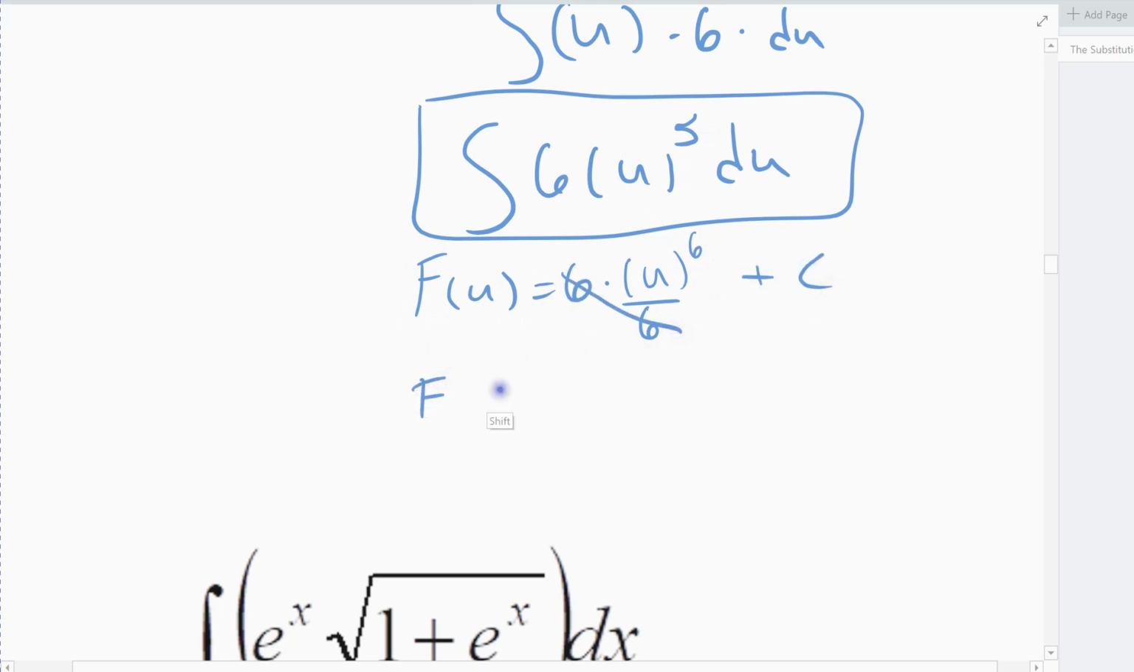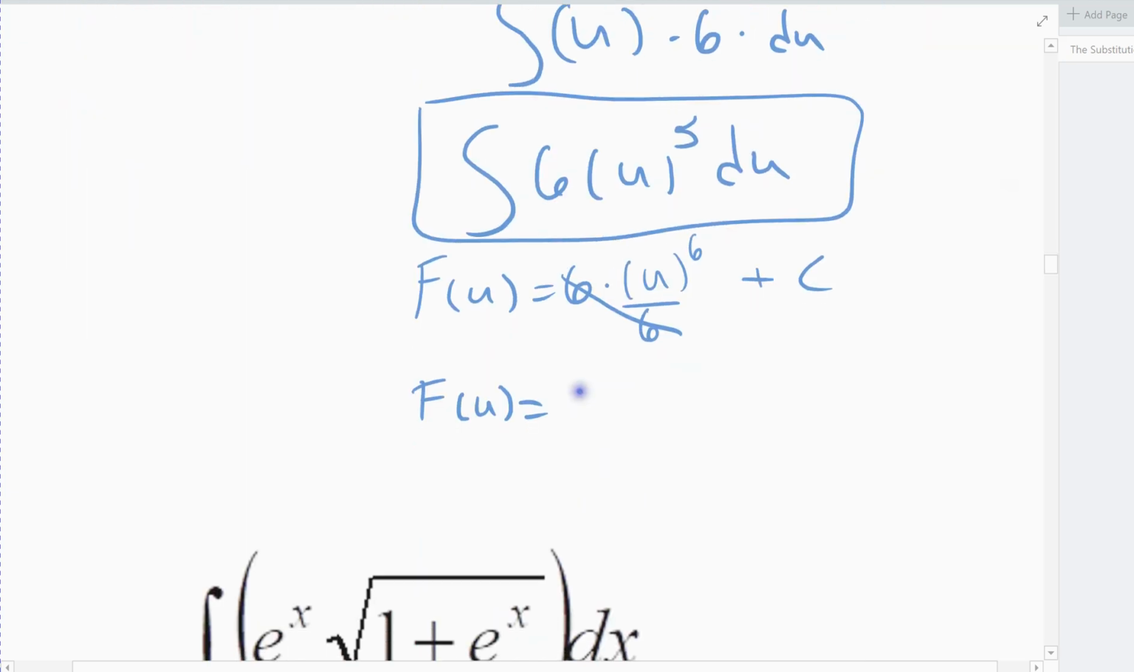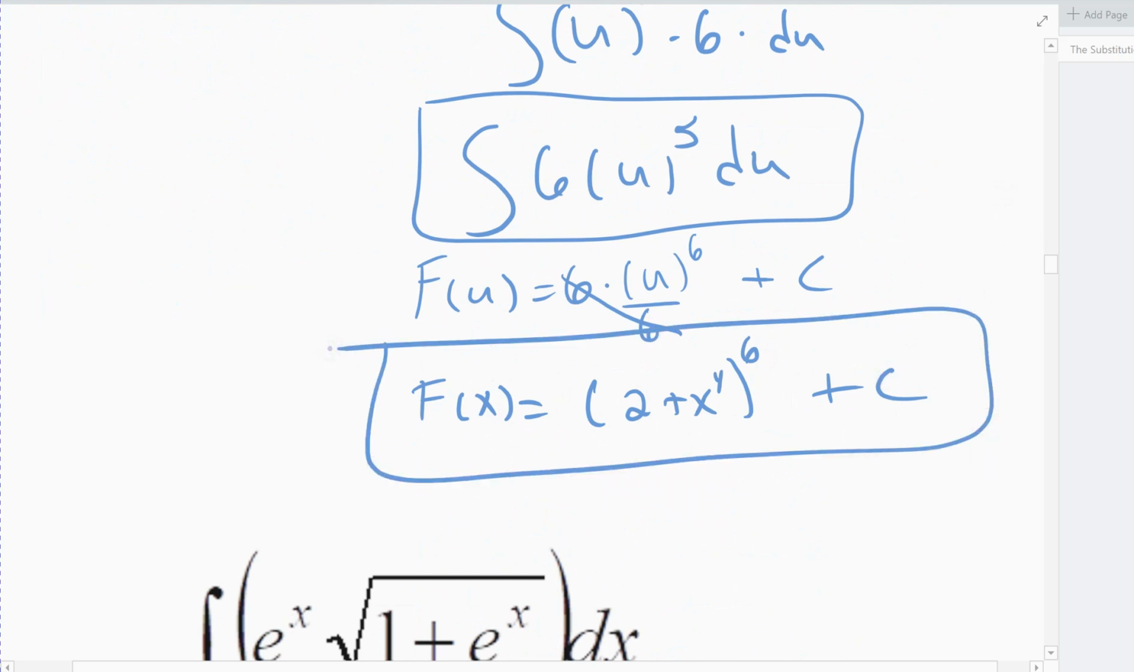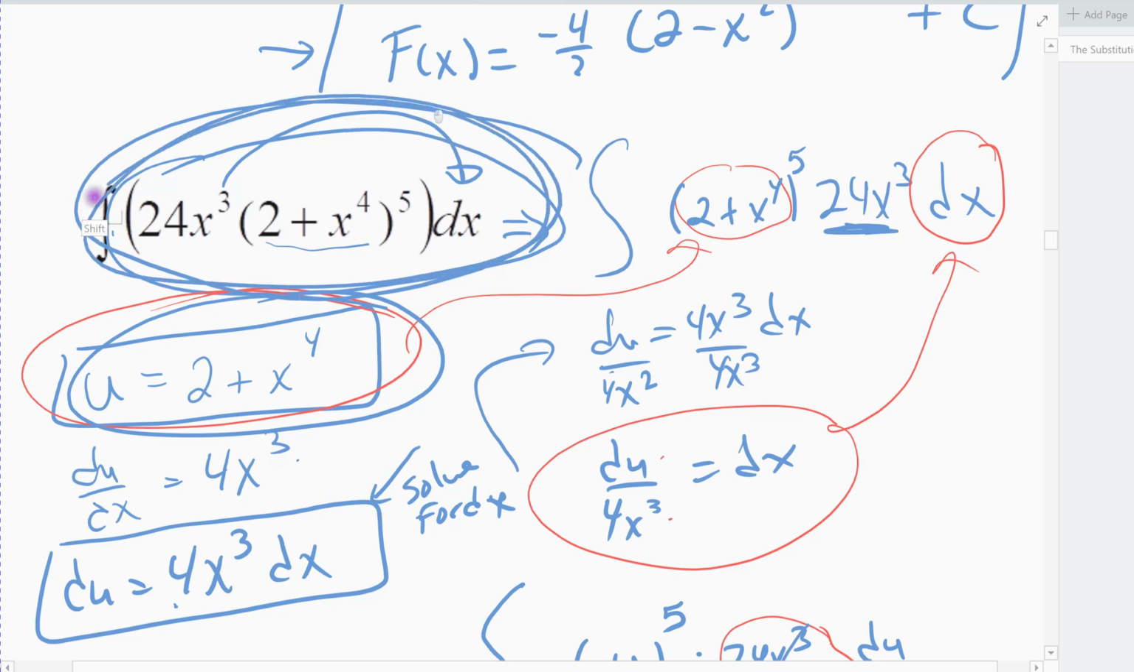And so when I reduce that, I'm going to replace the expression with my u. So I've got to go back and remember what my u expression was. My u expression was 2 plus x to the 4th. And so f of x is 2 plus x to the 4th raised to the 6th degree plus some unknown constant. And there's my final answer. If I take the derivative of this expression, 2 plus x to the 4th raised to the 6th and some unknown constant, it will give me back this expression. All right, you can check it out on your own.